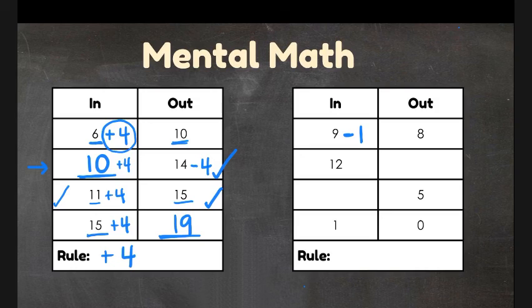Let's check on another one that's completely filled in for the in and the out, and that would be this last one. I have my in and my out. My guess for the rule is minus 1. So 1 minus 1, does that equal 0? It does. So I know my rule for this one would be minus 1.